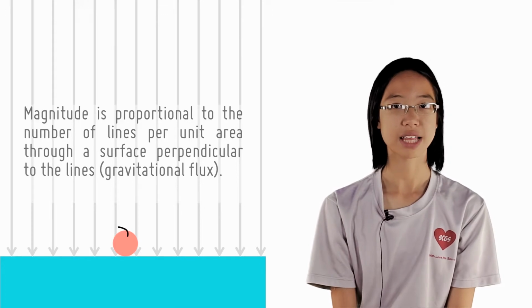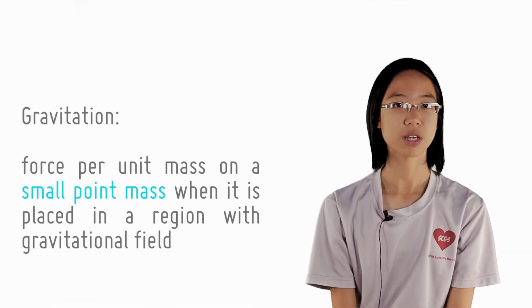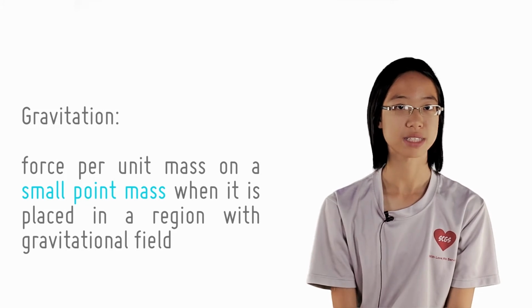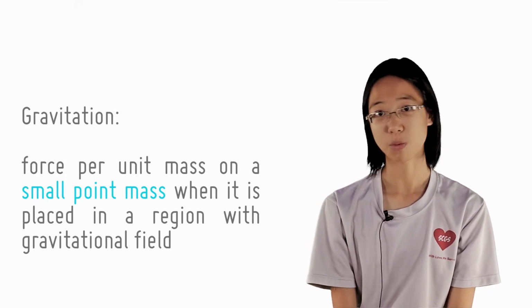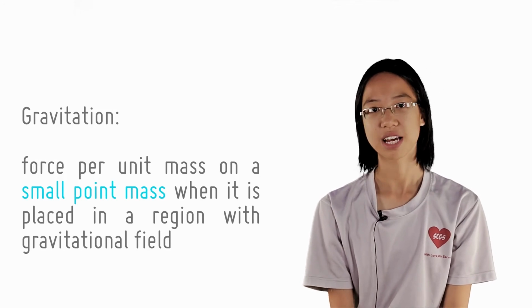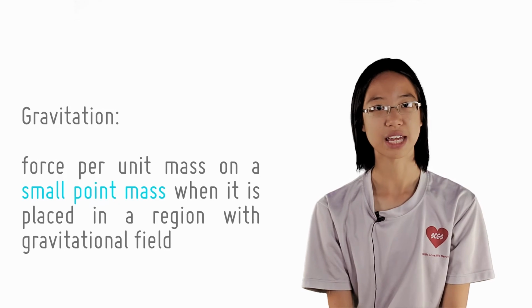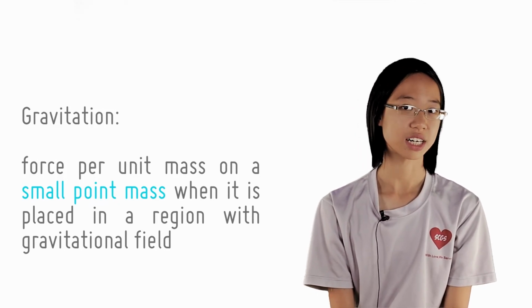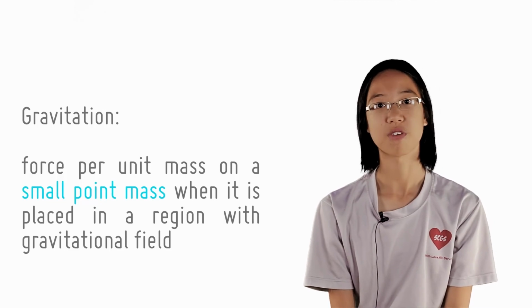For the purpose of A-levels, we define gravitational field strength to be the force per unit mass on a small point mass when it is placed in a region with gravitational field. Why do we place emphasis on small? Well, if you were to place a large mass in a gravitational field, the field produced by the large mass would distort the gravitational field that it is in, and as attraction occurs, this field will not be static, causing a lot of problems in force analysis.